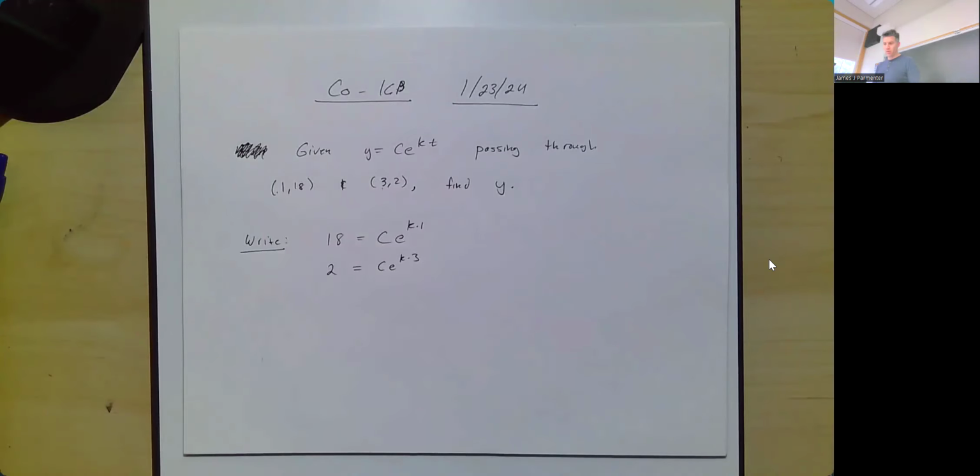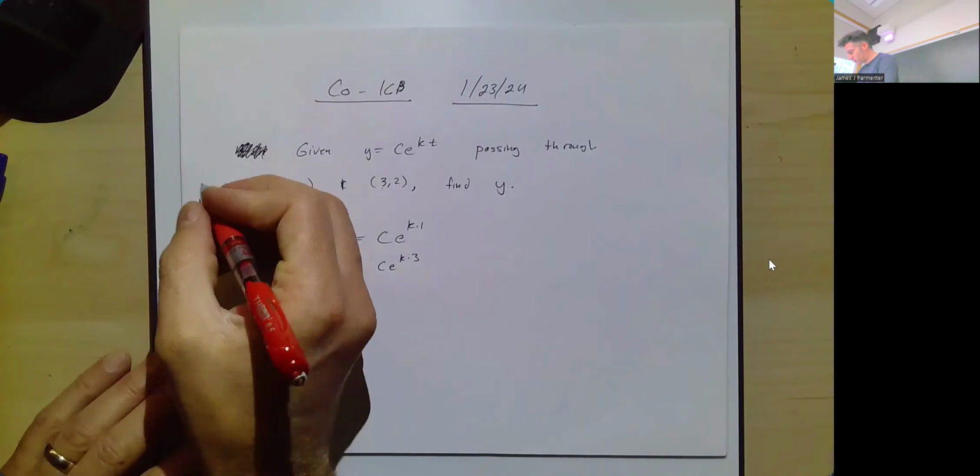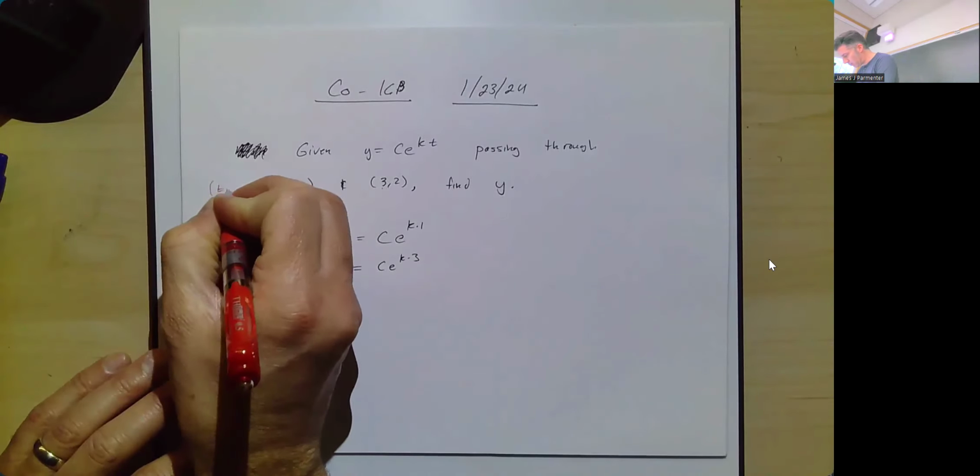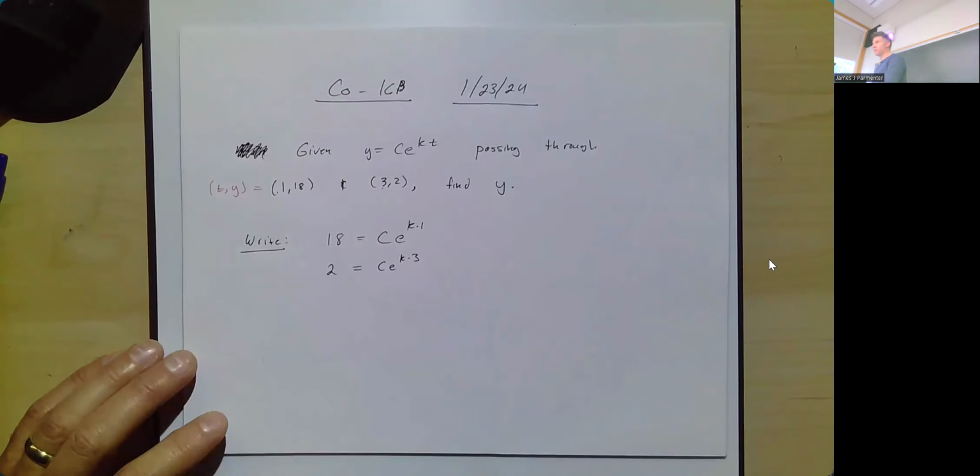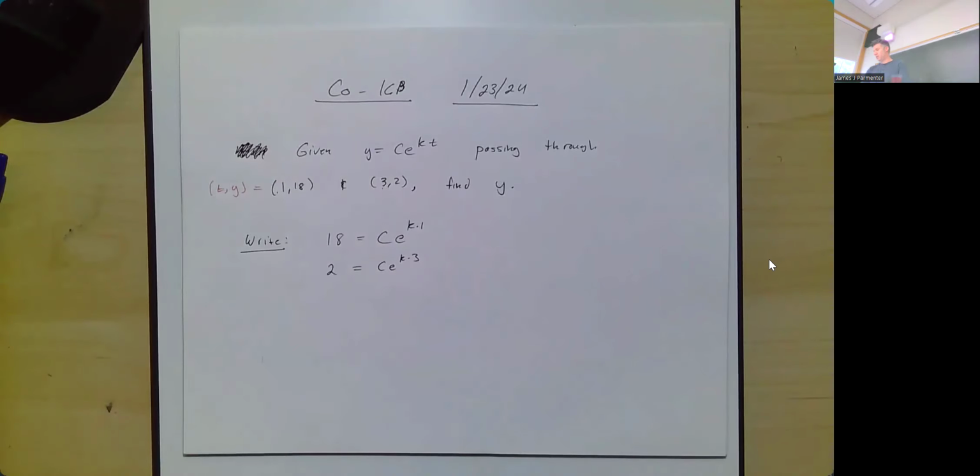Do make sure that when you're writing this, you're getting the order correct. The input is the t or the x, and that's always first. So this is t comma y. These are the points here: 1 comma 18 and 3 comma 2, or x comma y if you're using an x instead of a t. At this point, there are probably 2 different ways you could go.